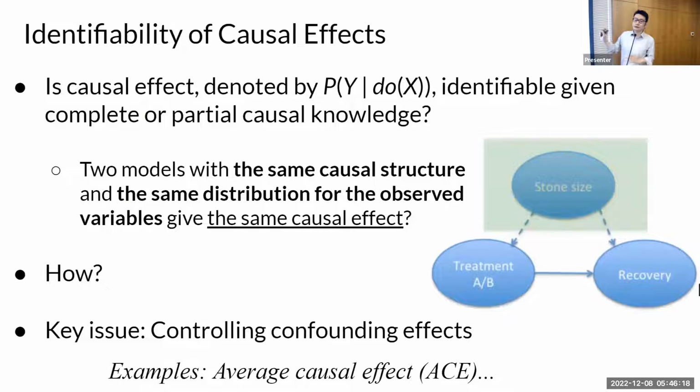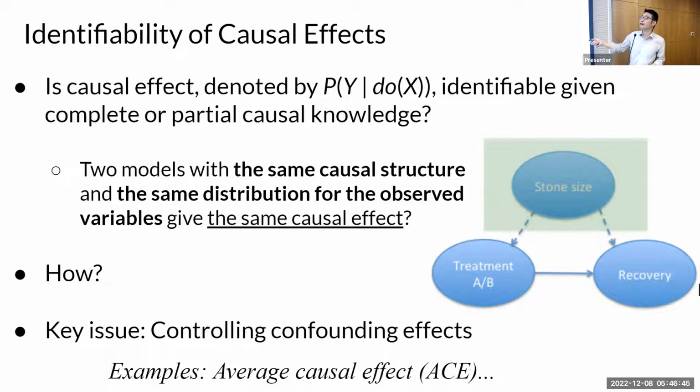So if you want to give a principled answer, first of all, you want to consider this issue. Given a causal graph, and given the values of some of the observed variables, right? Or some variables are observed, as you can see from here. In some situations, you may not observe stone size. You only observe those two variables, right? Now, the first thing is whether the causal effect of treatment and recovery is actually identifiable.